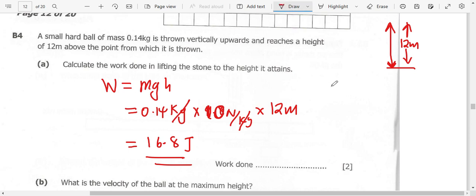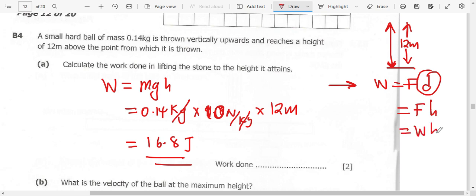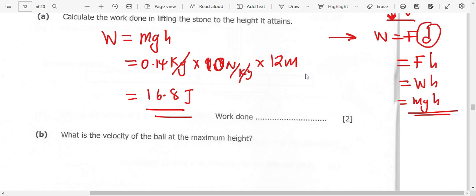But if something is going forward, then work is going to be force times distance. It's just that distance going up is height. So this is the same as force times height. And you know that force is the same as weight. So this is weight times height. And you know that weight is mass times gravity, and then times height. So this is how the formula comes about. You see that? Okay.